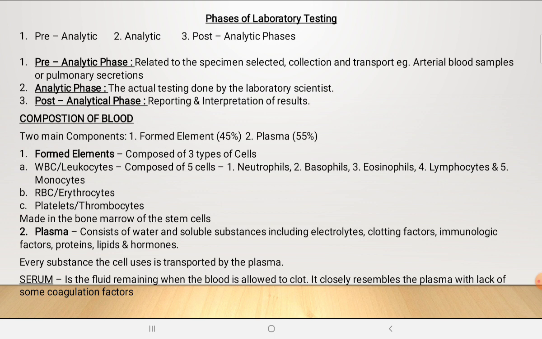the stem cells. Now, the second component of the blood is the plasma, which consists of water and soluble substances including electrolytes, clotting factors, immunoglobulin factors, protein, lipids and hormones. Every substance the cell uses is transported by the plasma within the blood.